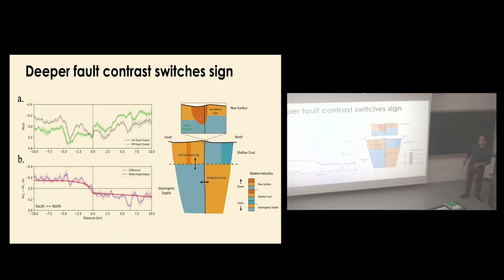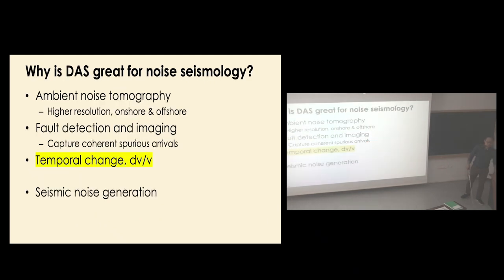So here is kind of our conceptual model, right? At the shallow depths, the southern side is slower, the northern side is faster, but at larger depths, it may actually be flipped. So this could be a tool we can apply more in the future to map different sections of the fault and see where you have this difference here. Okay, any more questions on this section?